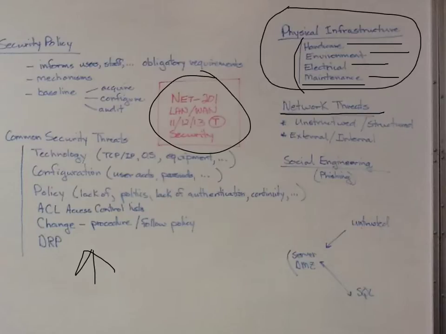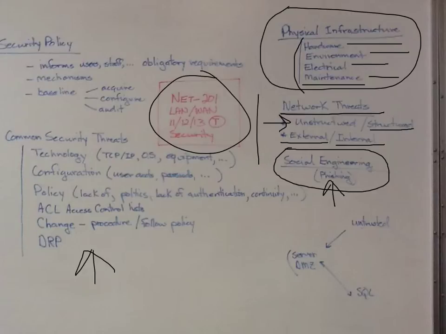Network threats. This was just to give you a couple areas. There are unstructured, unplanned threats, and then there are structured ones, people specifically planning to do something to the network. They could come from the outside, could come from the inside, externally. Social engineering works on the human aspect of security. We talked about people earlier. So that's the human aspect of tricking people into doing things they shouldn't do.